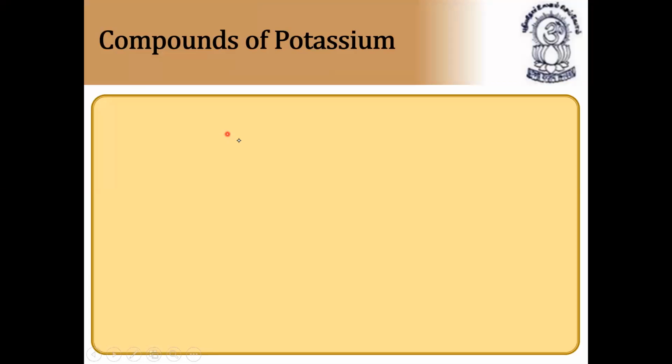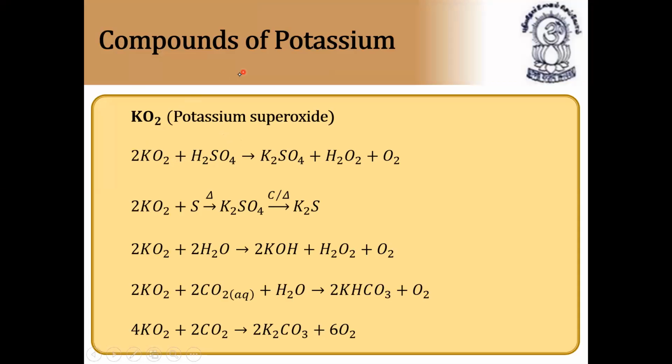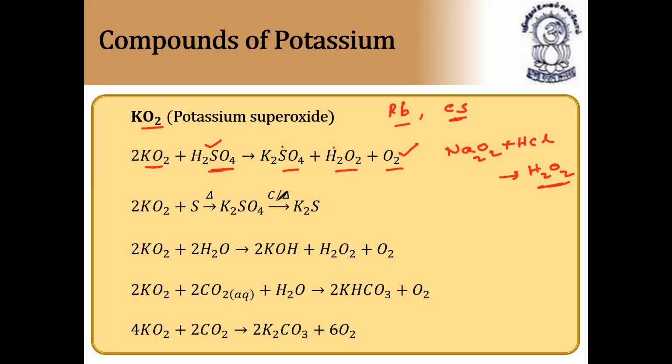Compounds of potassium. Potassium, as we already know, can form superoxides. Potassium, rubidium, and cesium can form superoxides apart from their oxides and peroxides. Potassium superoxide combines with sulfuric acid and forms potassium sulfate, hydrogen peroxide, and water. Just like sodium peroxide combines with dilute acids and forms hydrogen peroxide, in the same way here also potassium superoxide combines with dilute acids to form potassium sulfate and hydrogen peroxide. Apart from that, oxygen also will be formed.